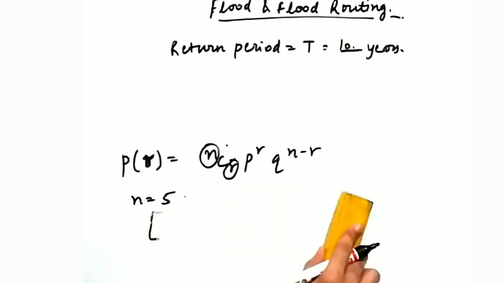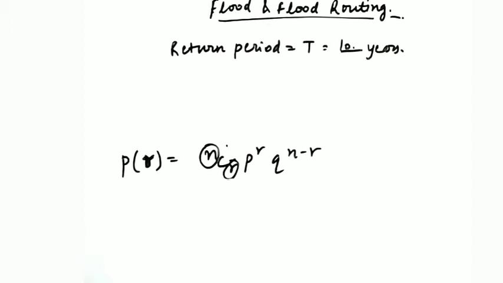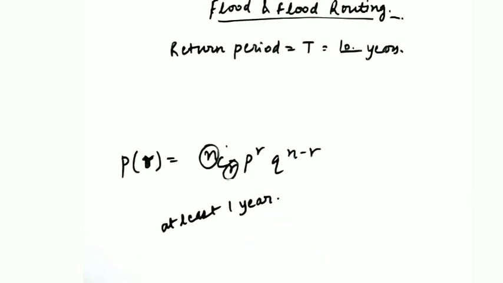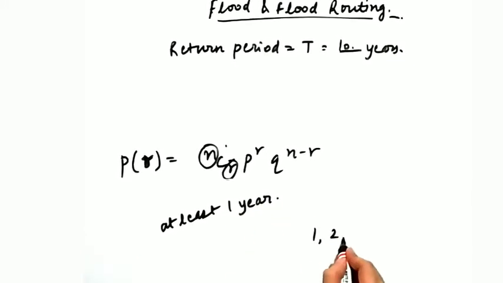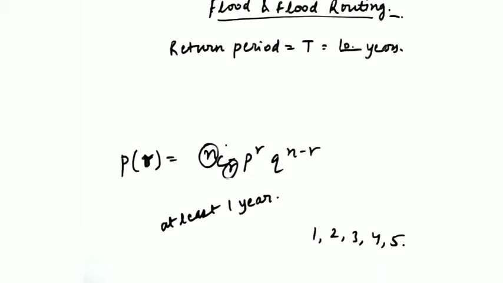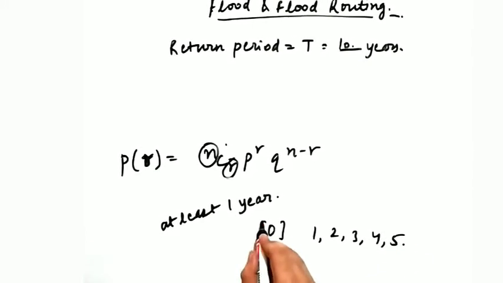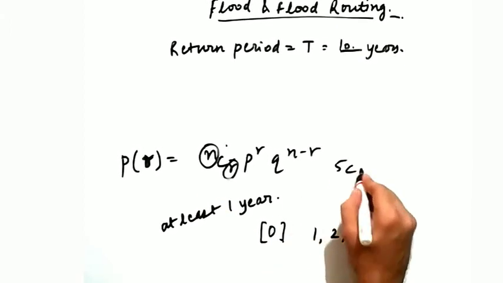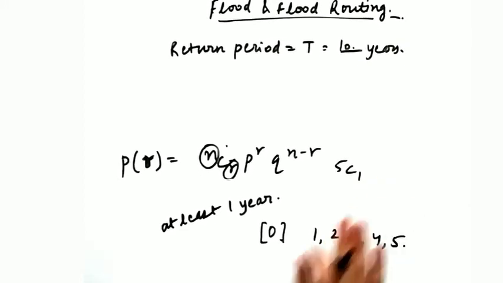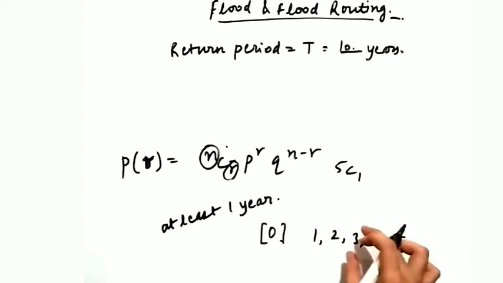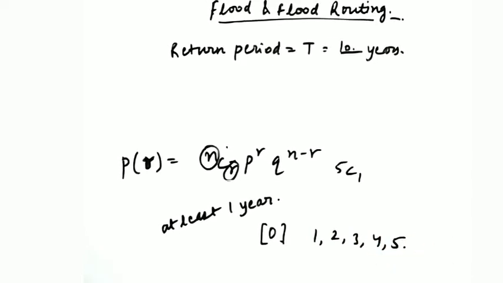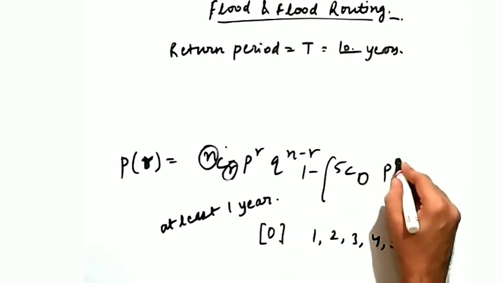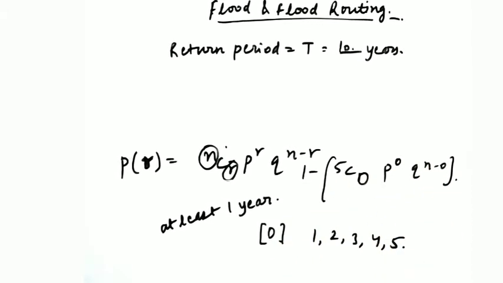Suppose I ask you what is the probability that the structure will be overtopped in at least 1 year. At least 1 year means 1, 2, 3, 4 or 5 as well, but it should not overtop in the 0th year. So how will you calculate that? You put n as 5, r as 1. Either you can solve this for r equals 1, 2, 3, 4 and 5 and add them up, or you can solve it for r equals 0 and subtract it from 1. This can also be the case.